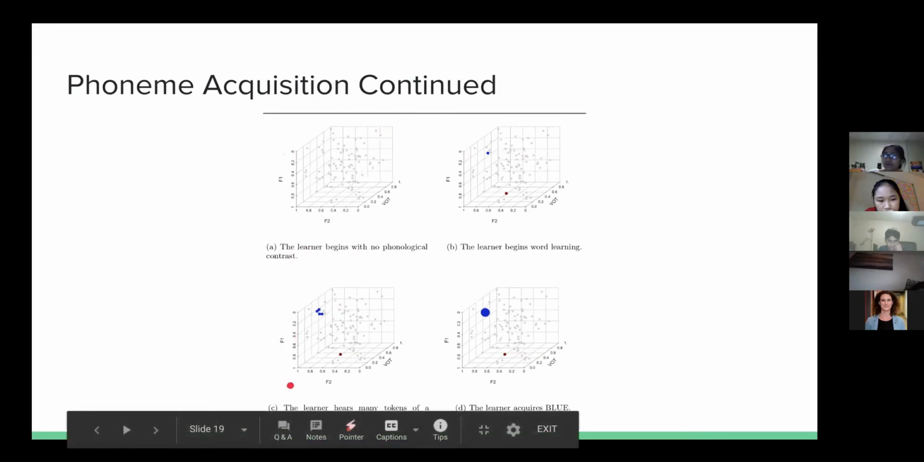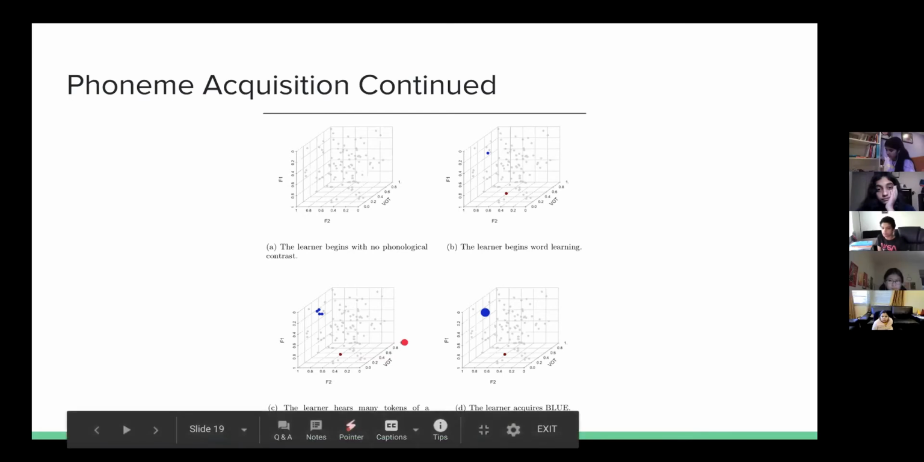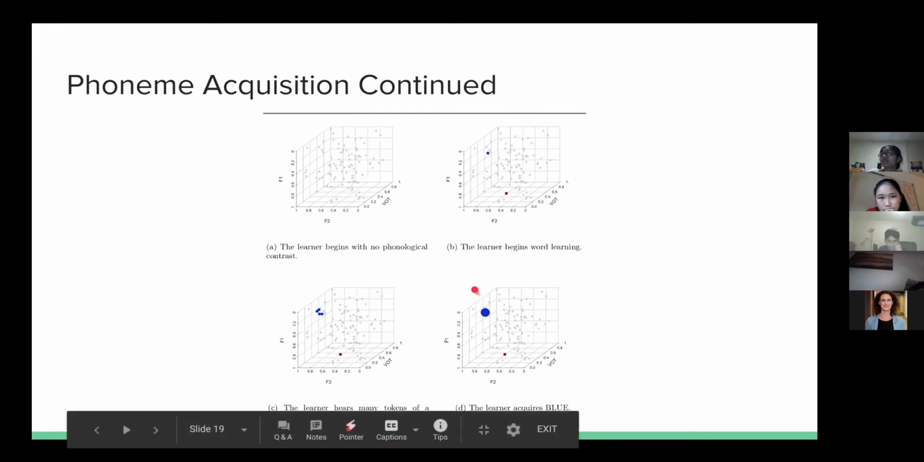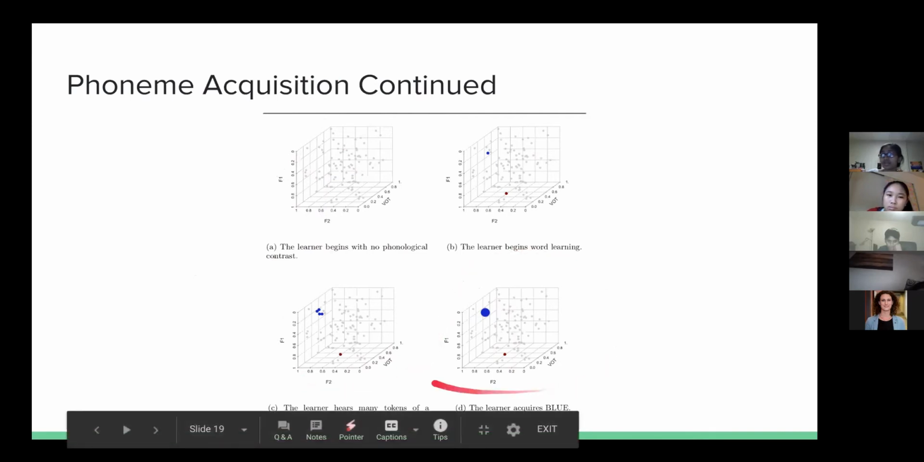This is also F1 versus F2, and then there's a third axis, which is VOT, or the voice onset time, basically how long it takes for the onset. Onset is the first part of a syllable to be uttered. Eventually the learner hears the word blue many times and realizes that anything in this little speck is the word blue. So we believe the learner starts with a blank slate like this, with no specific idea of where the divisions are supposed to be. Then eventually they learn more words and create divisions in the acoustic space.